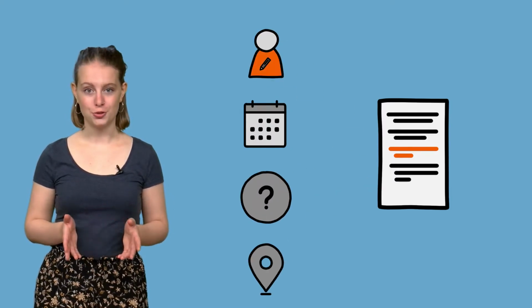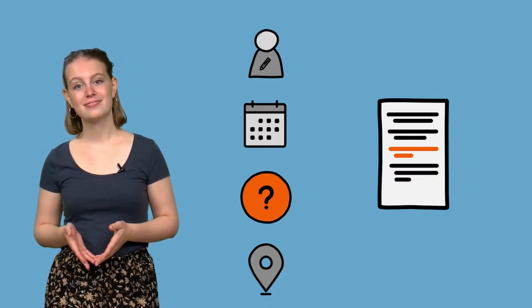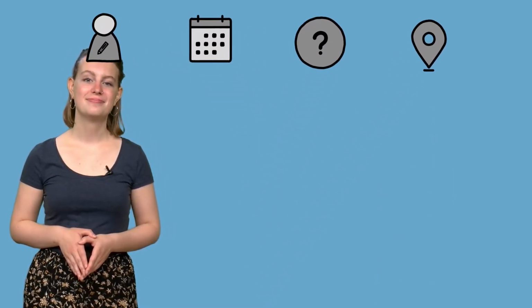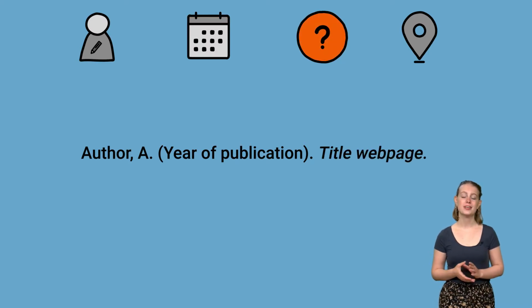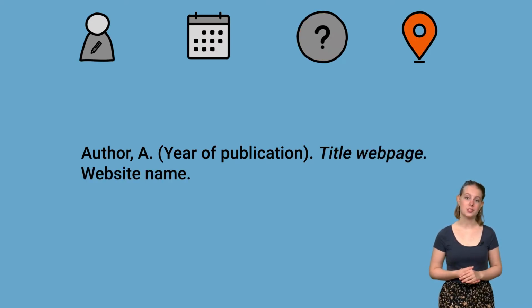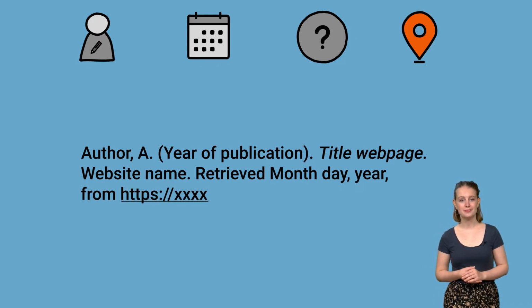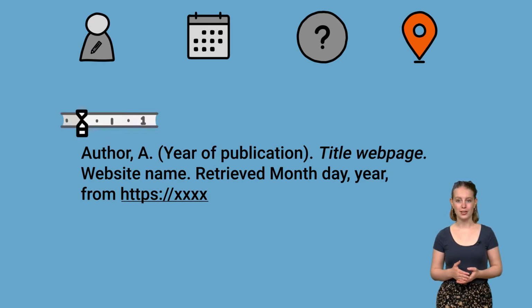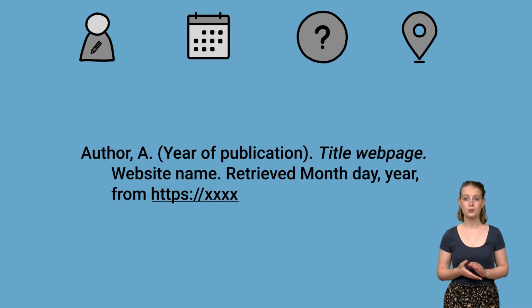A complete reference list entry includes 4 parts: who, when, what, and where. The basic outline of a reference to a web page looks like this: author, year, title of web page, name of website, and the retrieval date. You end the reference with a URL. If a reference spans several lines, the second line will be indented. The different parts are closed with a full stop, except after the URL.